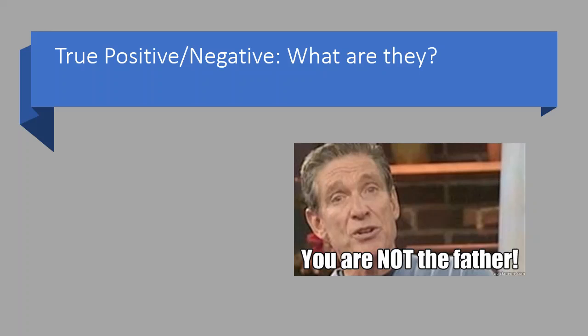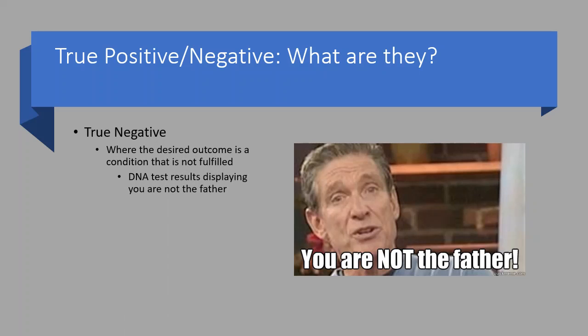True positive, true negative. What do these mean? A true negative is where the desired outcome or result of a condition is not fulfilled, right? For example, you get a DNA test saying you're not the father, when you know physically that you're not the father. That is a true negative condition.